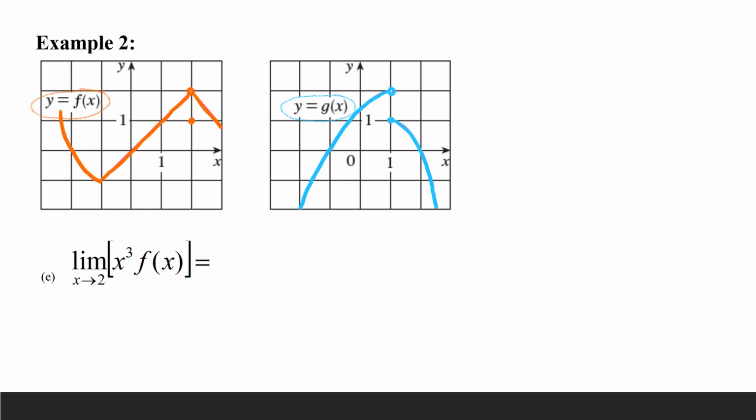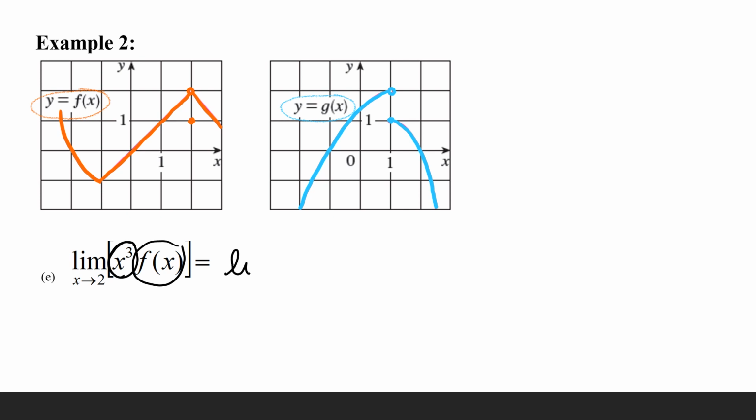Let's look at one more example with these graphs. This one looks a little bit different because we have the limit as x approaches 2 of the quantity x cubed times f of x. So we can think of this x cubed, and we don't even have to think of it, it just is another function. So we have this function x cubed times this function f of x. So we can use our limit laws here.